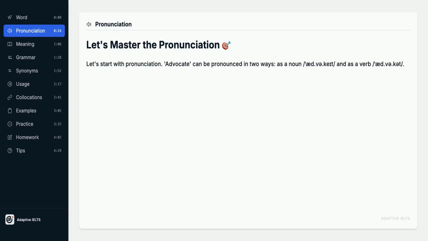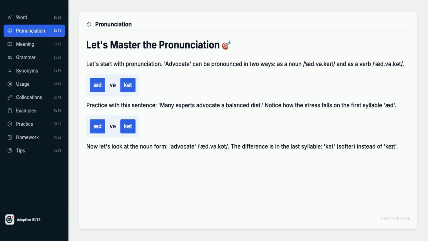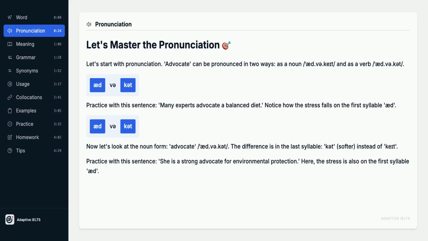Let's start with pronunciation. Advocate can be pronounced in two ways, as a noun, edcate, and as a verb, edket. Let's focus on the verb pronunciation first. Break it down with me. Ve, quick and soft. Ket, like cut with a soft K. Practice with this sentence. Many experts advocate a balanced diet. Notice how the stress falls on the first syllable ed.